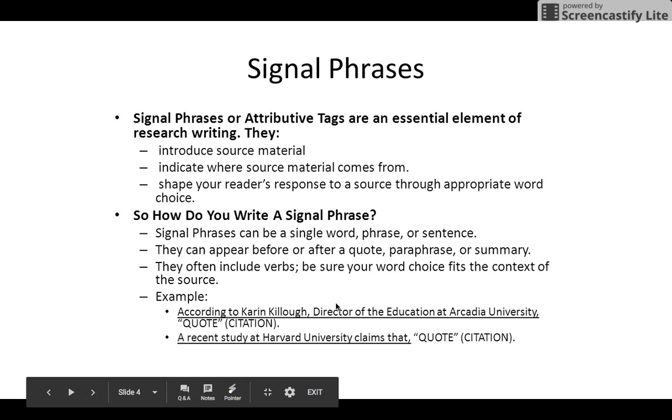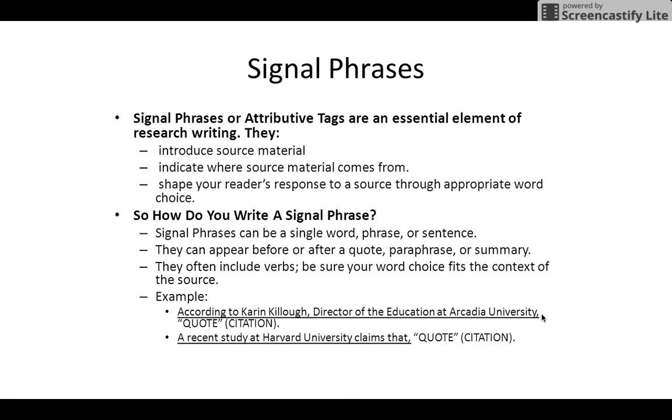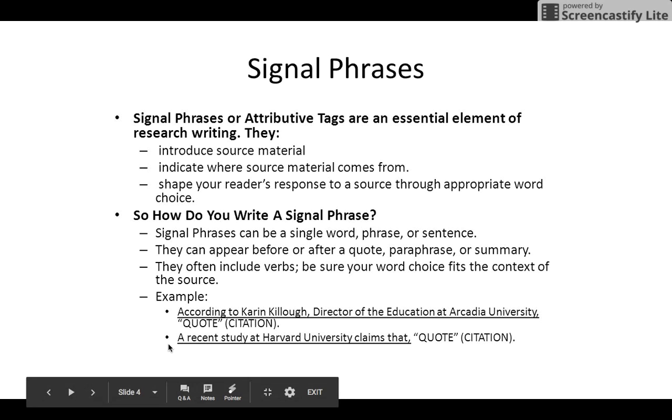According to, and then we have the name of the author and then the author's title, comma, the quote that's being borrowed from the author's work. Here's another example. A recent study at Harvard University claims that, comma, and then you'll include your quote, and there's this reference to the citation. And that is the actual page number.